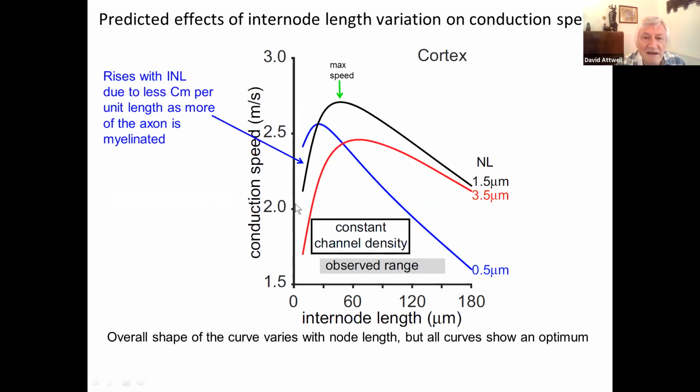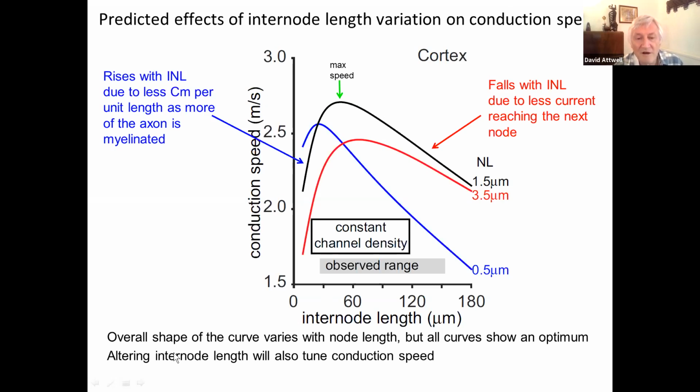As you initially increase the internode length, the speed gets faster because more of the axon is myelinated, and so the capacitance is lower. But as the internode length gets longer, eventually less current reaches the next node, and it takes longer to initiate the action potential at the next node. So altering internode length, like altering node length, will also tune conduction speed.